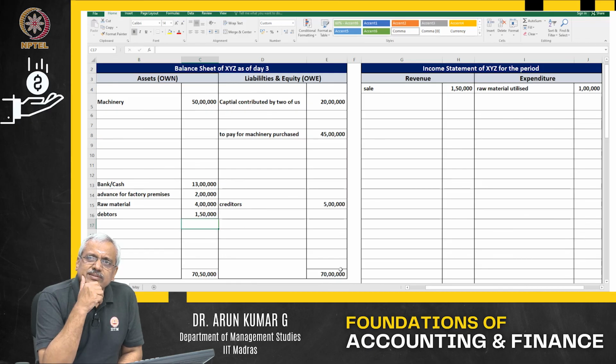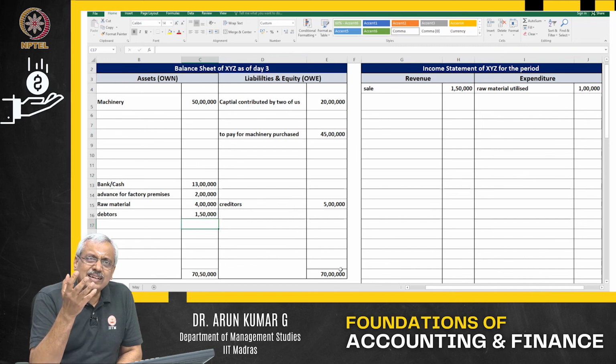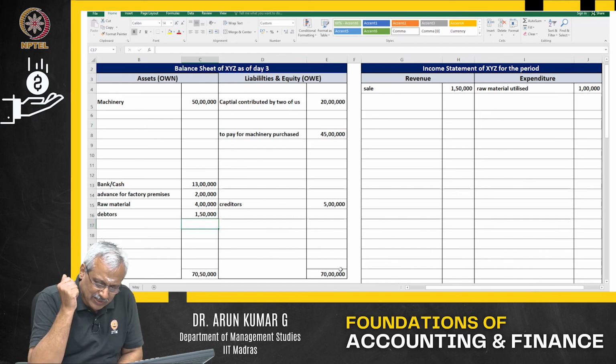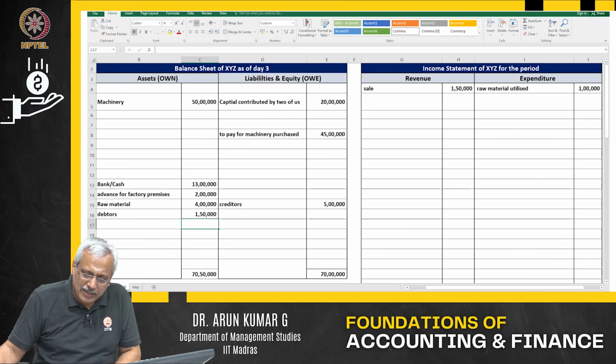Now your question comes in: sir, the balance sheet is not balancing. Assets are 70 lakh 50,000, liabilities only 70 lakhs. Why is the balance sheet not balancing? Now let us come to that. Let me move ahead in this.